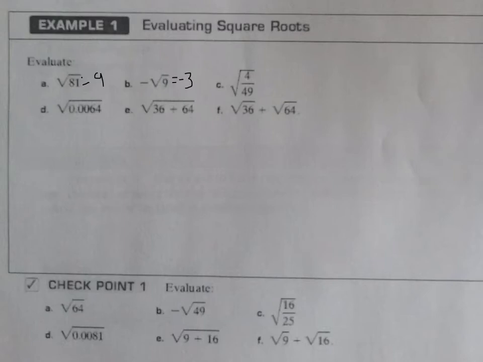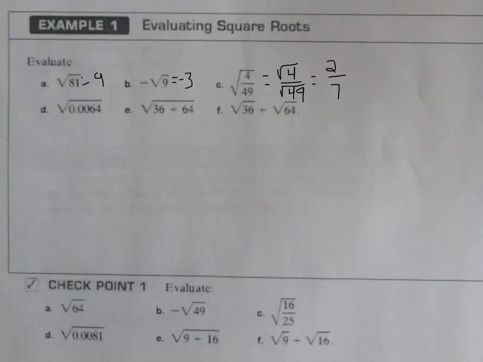And c, if you have the square root of a fraction, that's equal to the square root of the top number over the square root of the bottom number. So you can split them up and do each square root separately. And so the square root of 4 is 2 because 2 squared is 4, and the square root of 49 is 7 because 7 squared is 49. So we get 2 sevenths.